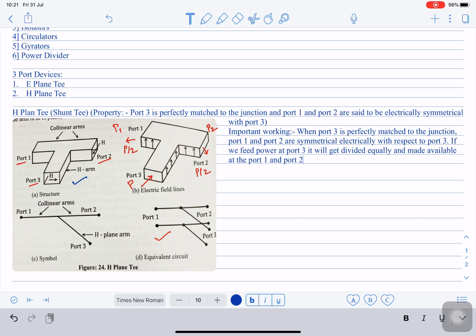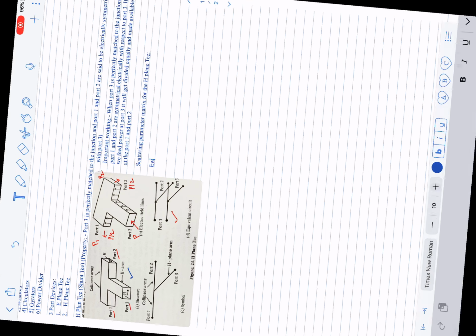The scattering matrix will consist of a total of 9 elements, with 3 rows and 3 columns, each corresponding to one particular port. So let us derive the scattering matrix for the H plane T. We will see the procedure now, how to derive the scattering matrix for the given H plane T. For that, I will now take the handwriting mode.